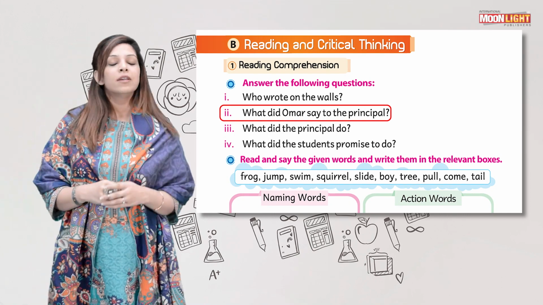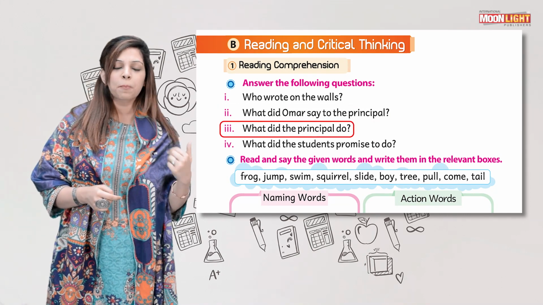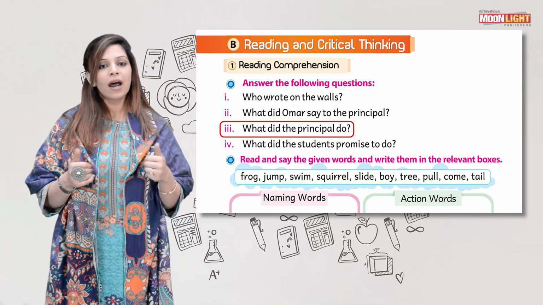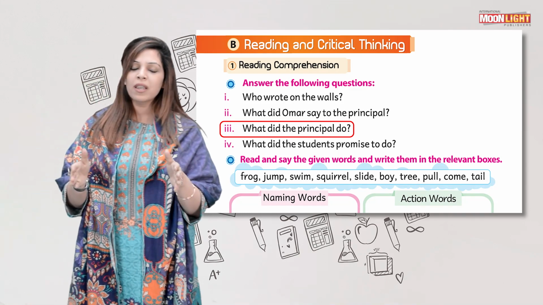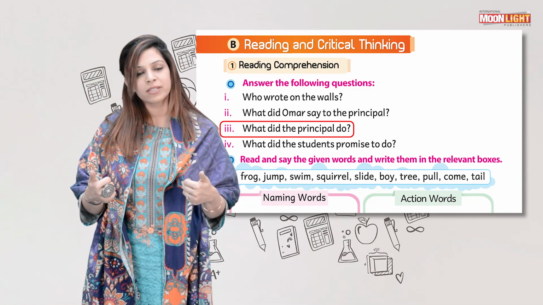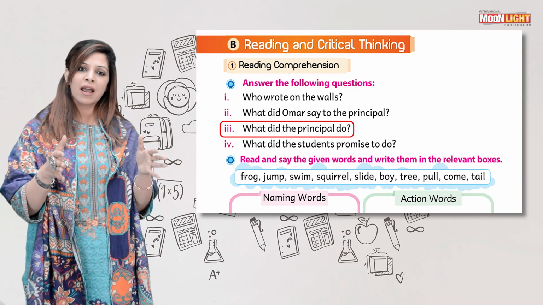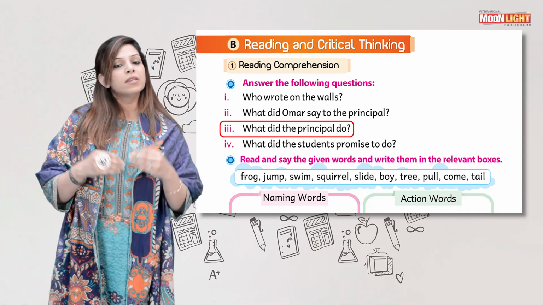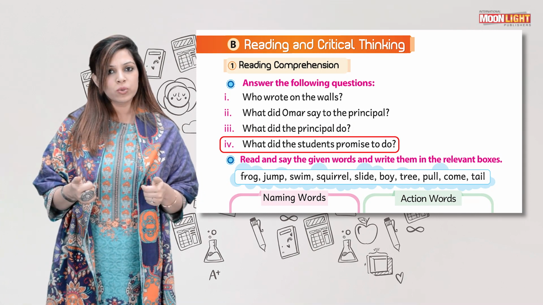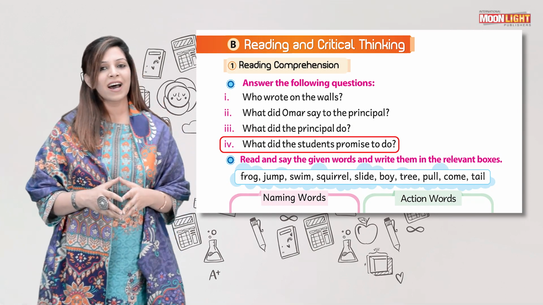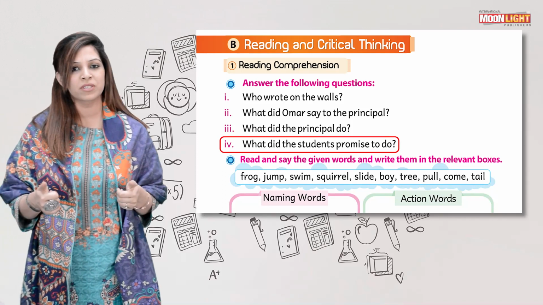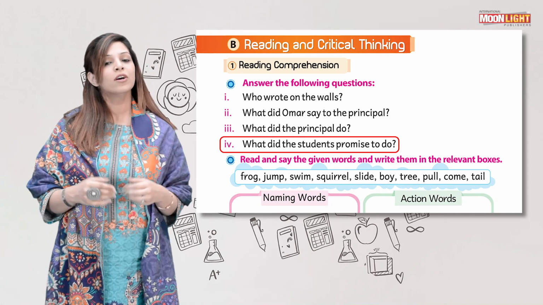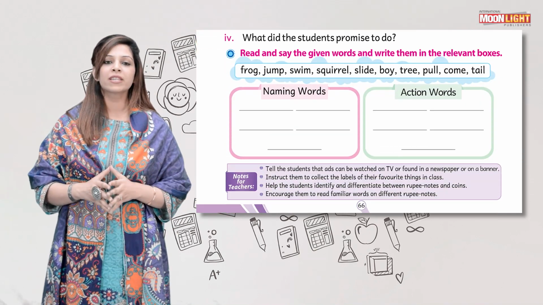the school building. Next question. What did the principal do? Recall the text and give the answer. And the answer is the principal addressed the students in the morning assembly and made them understand that it is the bad habit to write on the walls of the school. Next question. What did the students promise to do? And yes, the answer is the students promised the principal to keep the school neat and clean just like their own homes. Let's move to our next question.